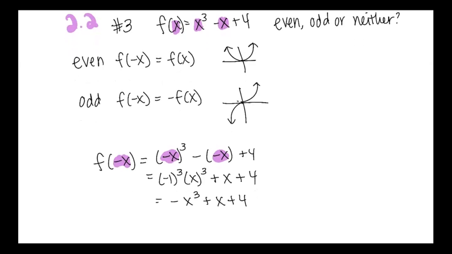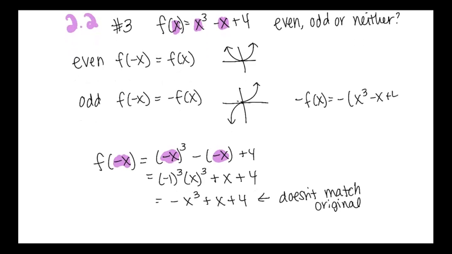So in this case, it would be neither. It doesn't match the original function, right? But it also doesn't match negative f of x. Negative f of x would be distributing a negative. So everything would have opposite signs. So the first two have opposite signs, but the 4 has the same sign.